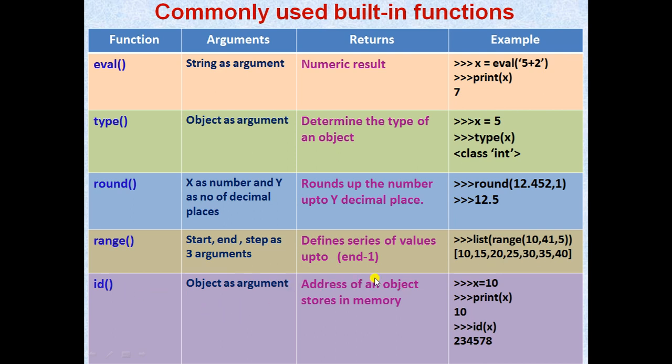id is mainly used to get the identification address in memory of a particular object which is used in a program. These are several common built-in functions. We just have to call them and use them as per our requirement.